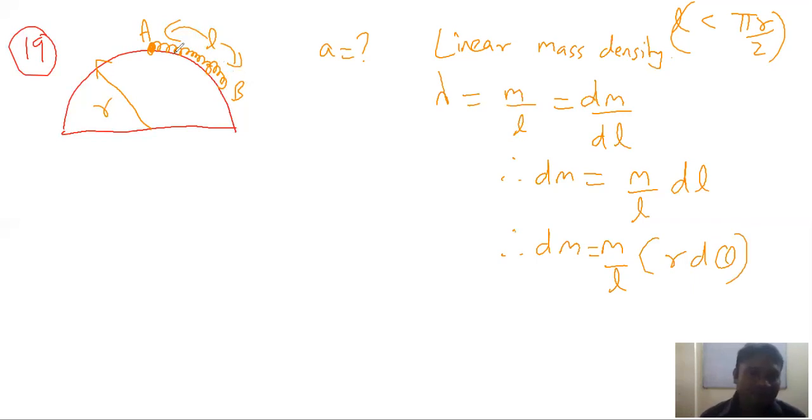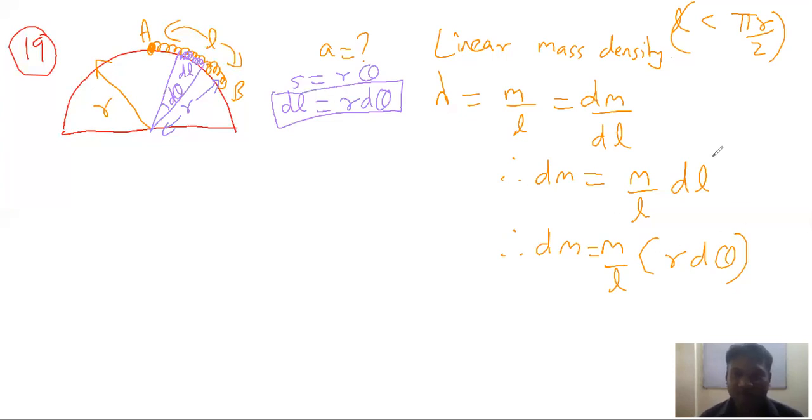Why? Because if I consider any small element of the chain, let us show the element here. Suppose this element makes an angle d theta, and the radius is r. So the length of the element dl will be nothing but r d theta. By using the mathematical formula S is r theta, we get dl is r d theta. So that is what I am substituting here.